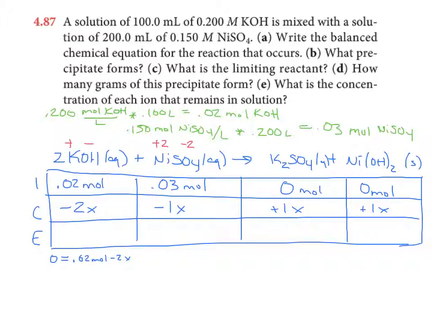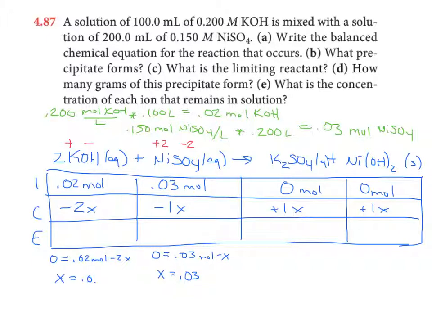If I solve that, x is 0.01, just like you would normally do if you divided your starting amount by your coefficient. Okay, what if I ran out of the nickel? Same idea. If I ran out of it, I'd have 0, and that would look like 0.03 moles minus 1x, so x would be equal to 0.03.